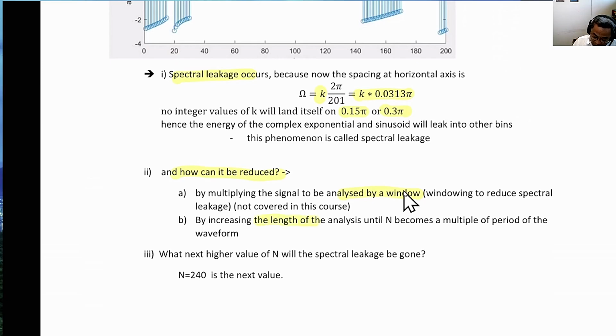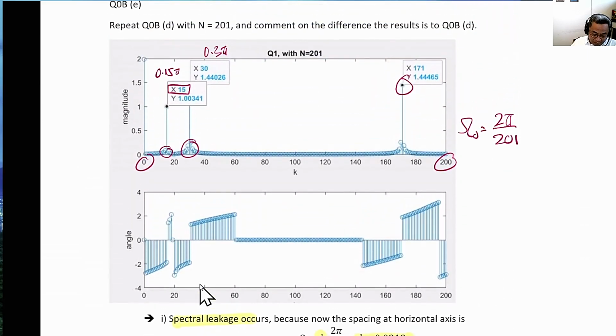Or two is to increase the length of the analysis such that n becomes a multiple of the period of the waveform. Okay, and what is the next best period? If we are not interested in 201, we can increase up to 240, and when we increase to 240, again this 0.15 pi and 0.3 pi will land exactly at an integer k value, and then no spectral leakage will occur.